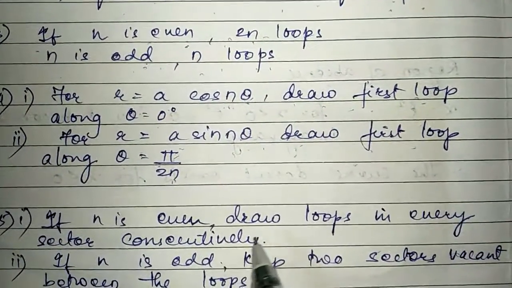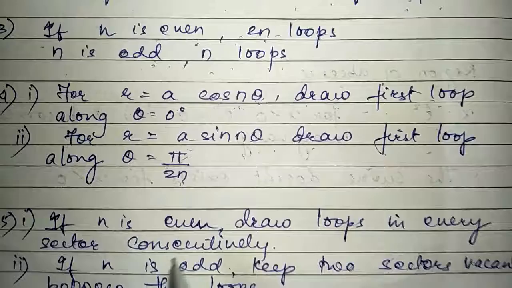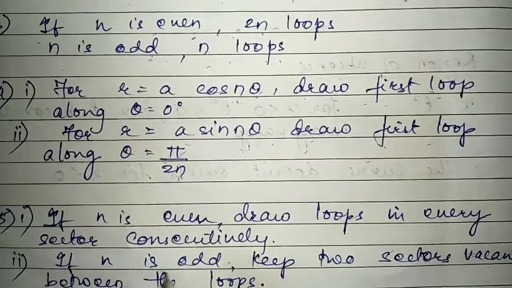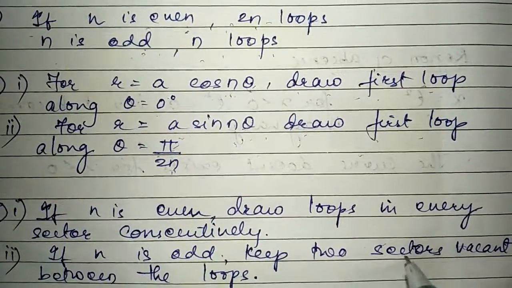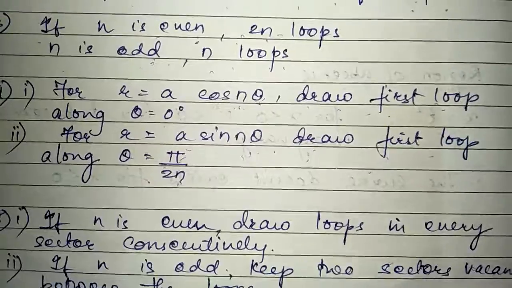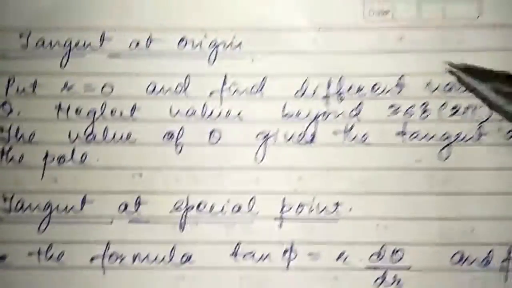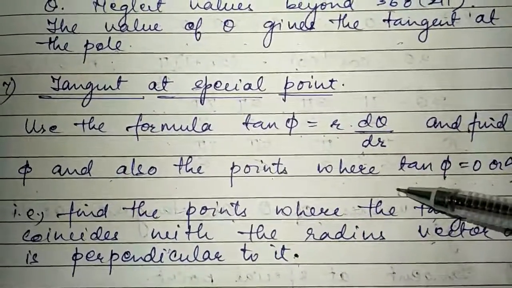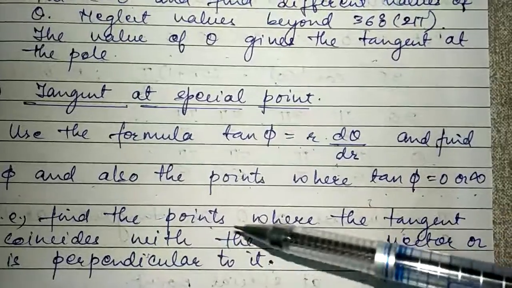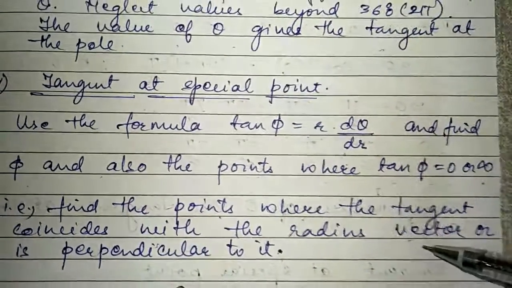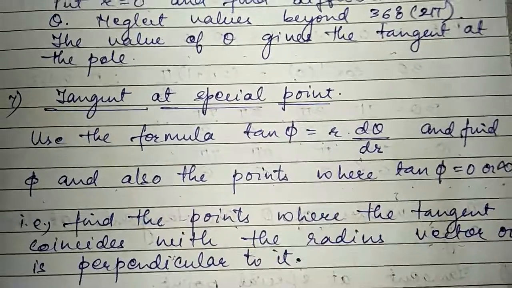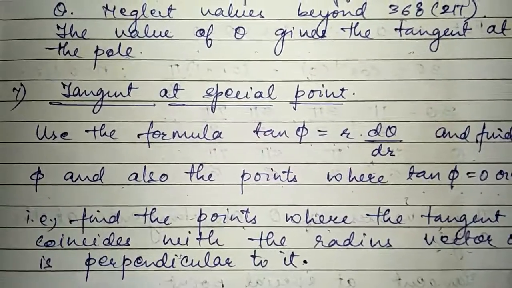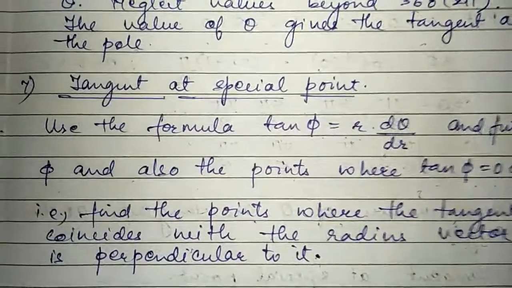If n is even, you have to draw the loops in every sector consecutively, that is, you don't have to leave any sector vacant. And if n is odd, you have to keep two sectors vacant between the loops. Then you have to find the tangent at the origin, then the tangent at the special points, and find the points where the tangent coincides with the radius vector or is perpendicular to it. In the next video, we'll see an example of how to trace a rose curve. Thank you.